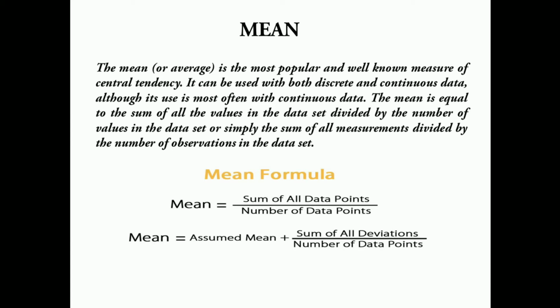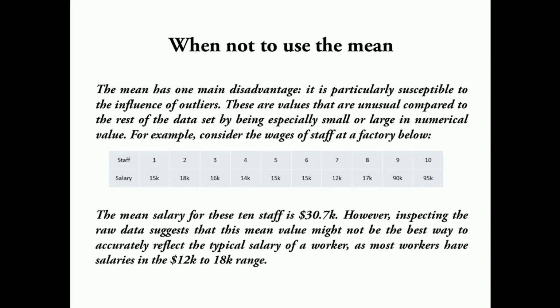Even the mean has some disadvantages. When not to use the mean: it has one main disadvantage. It is particularly susceptible to the influence of outliers. These are values that are unusual compared to the rest of the data set by being especially small or large in numerical value. For example, consider the wages of staff at a factory below.